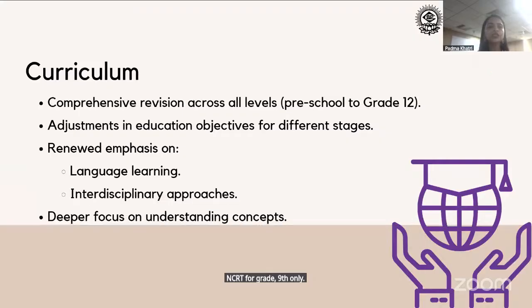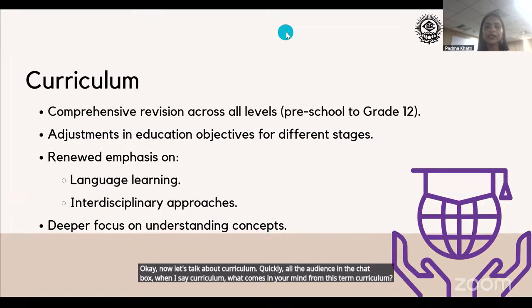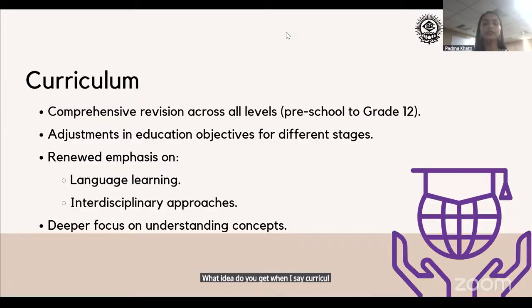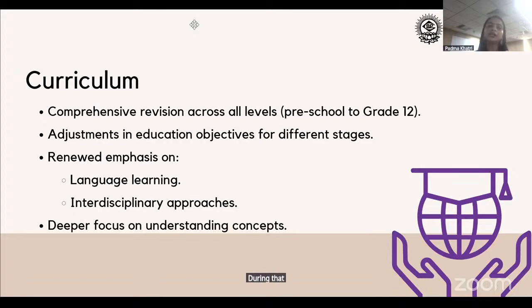Okay, now let's talk about curriculum. Quickly, all the audience in the chat box, when I say curriculum, what comes in your mind from this term, curriculum? What idea do you get when I say curriculum? Syllabus, right? Correct. So when I say curriculum, we are focusing on that during an academic year, what you are going to render in a classroom in a particular discipline, in a particular subject, what the students are going to learn in that particular discipline during that particular academic year.